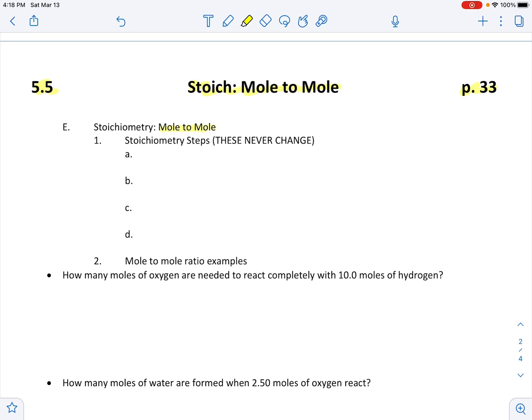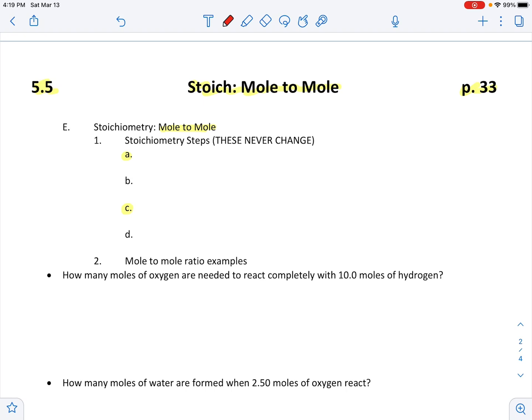We're just going to do the mole-to-mole ratio, which is just the third step here, but I want us to write down all the steps because it's going to be good practice for us, and we always have to do the first step. So today we're going to be doing the first and third step, and in the next video, we'll be doing all 4 steps together.